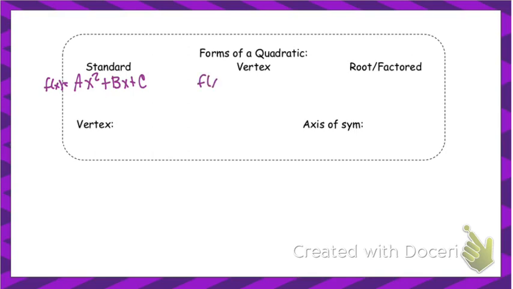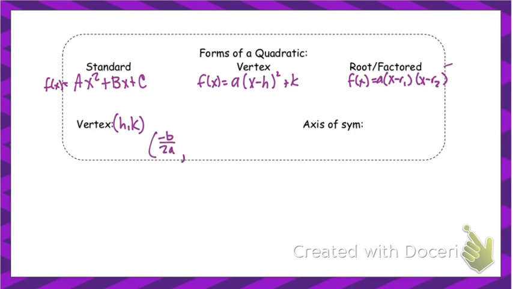Vertex form, you did x minus h squared plus k. Your vertex was hk. Then you also have the root or factored form. So you would have a, and then you have x minus the root, and then x minus the other root. Those are your three forms of a quadratic. The vertex, in vertex form, that vertex is hk. The other way you can find the vertex, if it's in standard form, negative b over 2a will give you the x-coordinate, and then you would plug that in to get the y-coordinate.